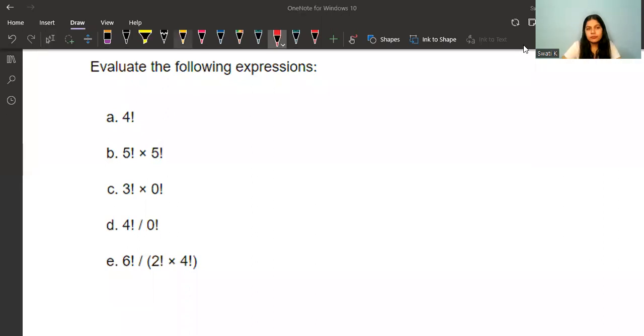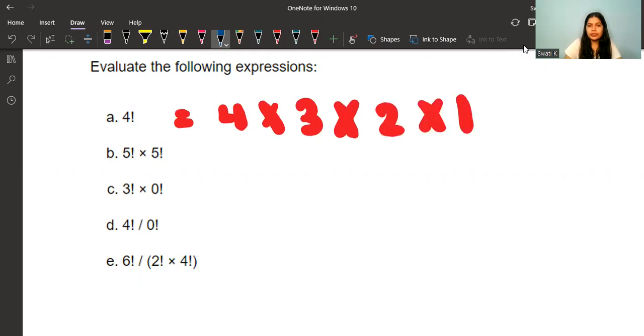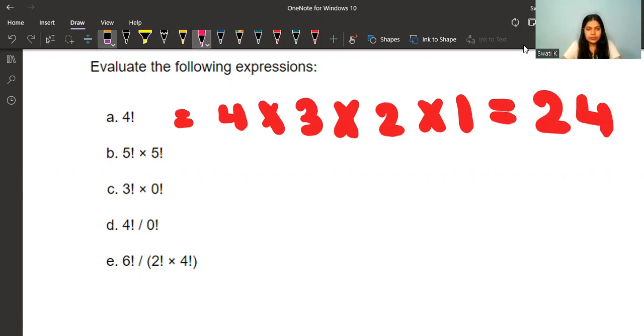The very first question that you can see is 4 factorial. We can find 4 factorial by doing 4 into 4 minus 1, that is 3. Just go till 1. So 4 into 3 into 2 into 1. The answer is 4 times 3, 12. 12 times 2, 24. 24 times 1 is 24. So the answer is 24. It was as simple as that. Now I'll just decrease the width because it's very broad.